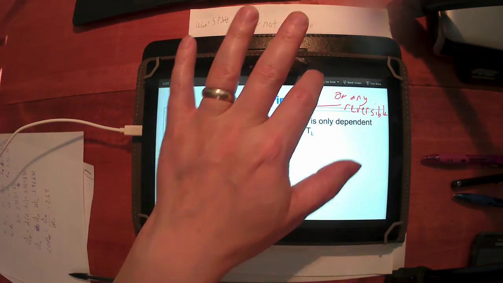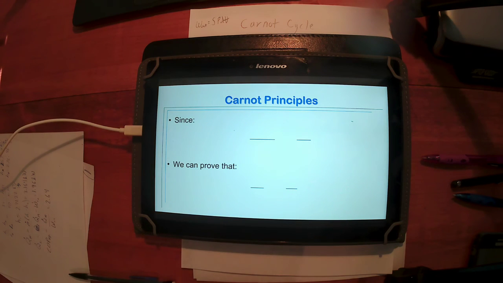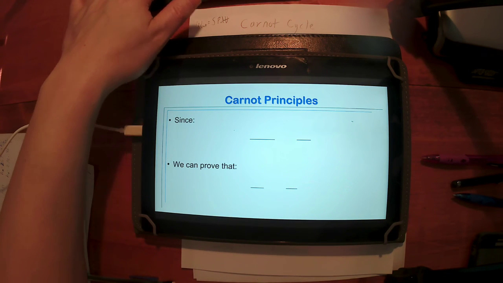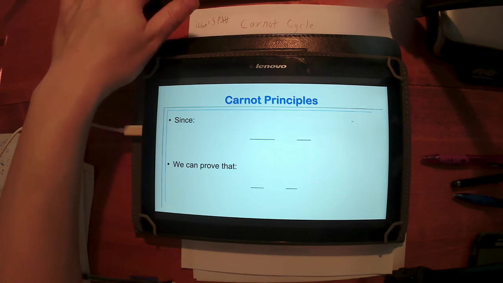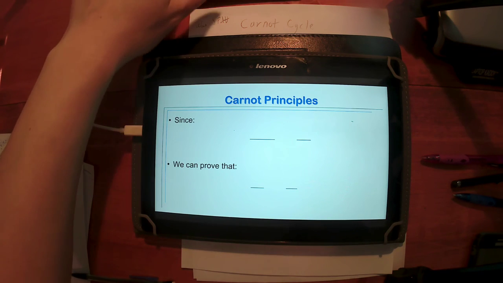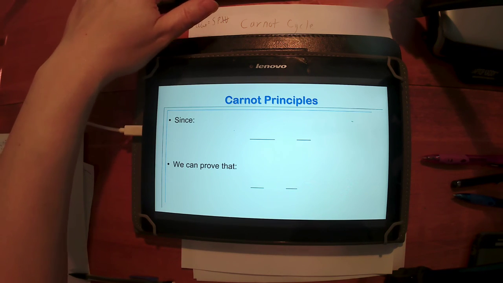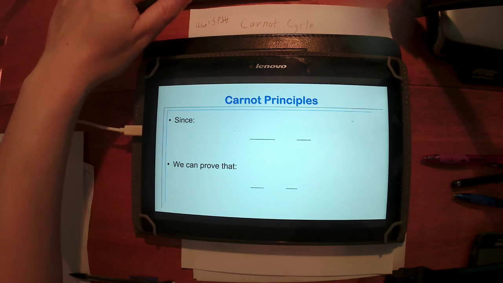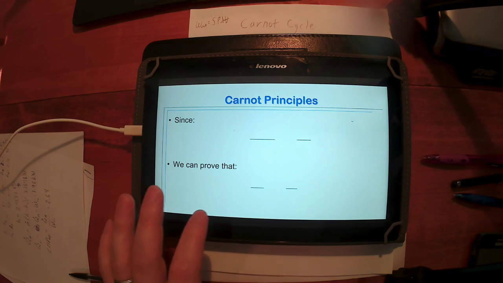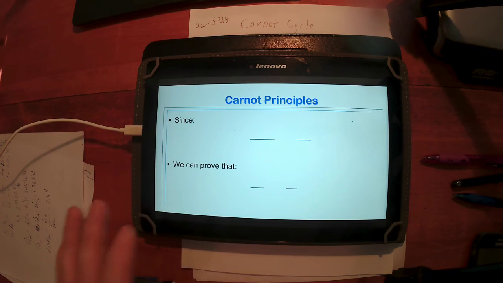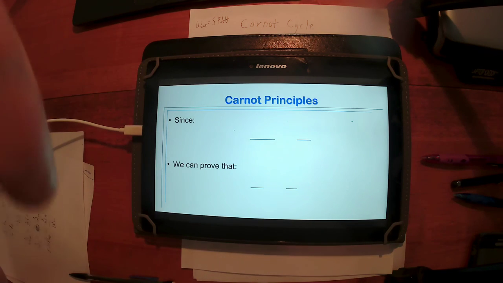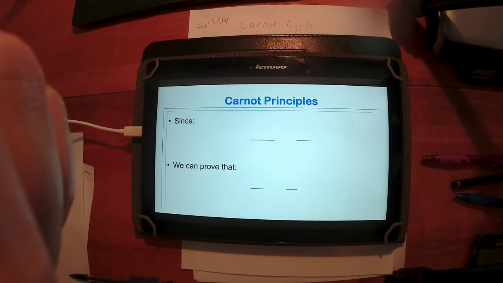I gotta tell it I'm done with ink. Alright, so give me a second here. For some reason my tablet's not displaying these. Okay. So I'm going to have to stop there and figure out what I've got here. So hang on. I'll be right back.